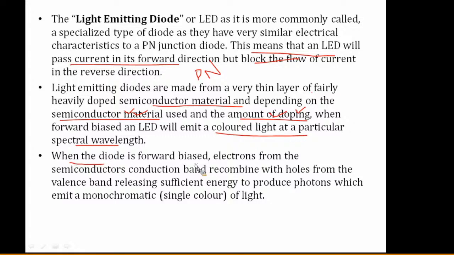These two are important factors to emit a particular color from the light emitting diode at a particular wavelength value. Now, when the diode is forward biased, electrons from the semiconductor conduction band recombine with the holes from the valence band. They release sufficient energy to produce photons which emit monochromatic light.